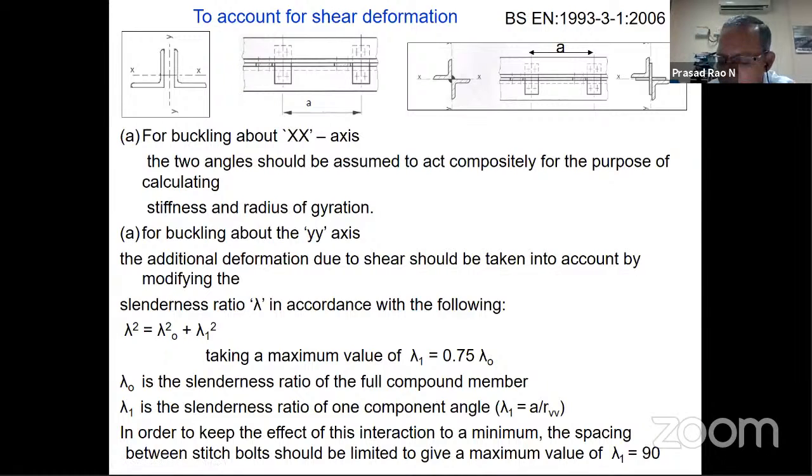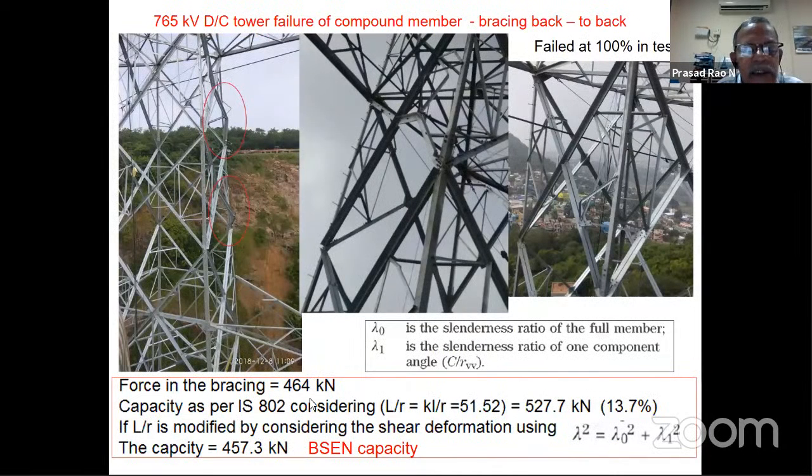When you calculate your capacity based on IS 802, as I am showing here, the force in the main bracing member is 464 kilonewton because of that loading, and the capacity as per IS 802 or ASCE is KL/R equal to 51. After modifying, it is 51.52, and its capacity is 527.7 kilonewton. That is a 13.7% margin, a factor of safety. But still, this member has failed.